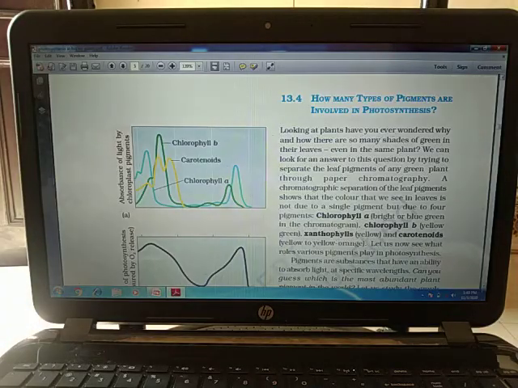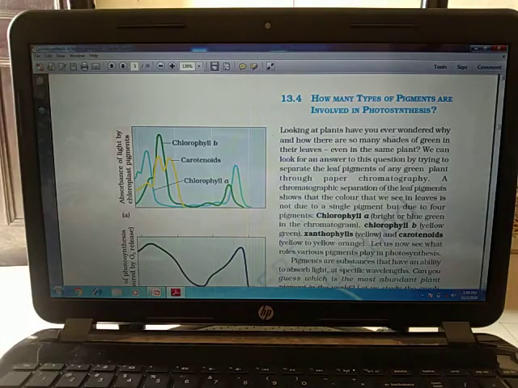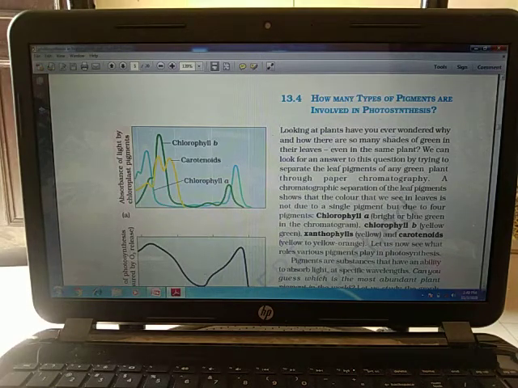So dear students, we'll look at the different wavelengths in which light is absorbed by different pigments. We had discussed earlier the types of chlorophyll. Here you can see the absorption of light by the chlorophyll pigment.